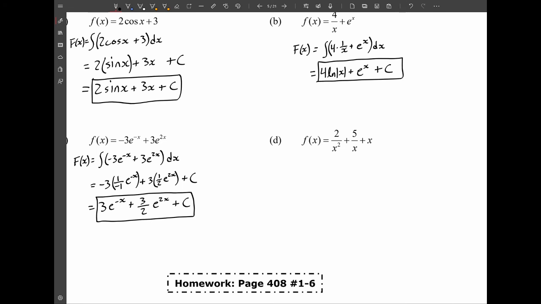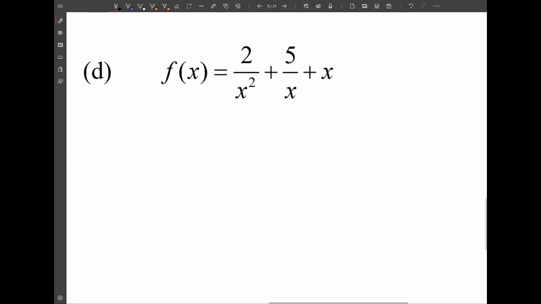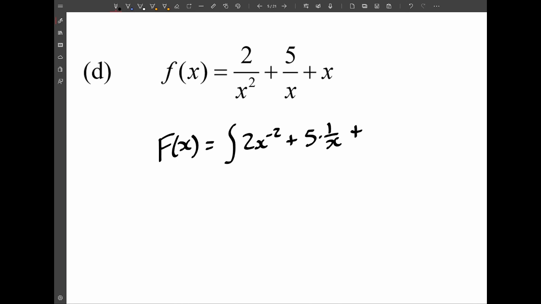All right, last one. We're almost done. So with this one, we have big F of x is equal to the integral of, and I'm going to rewrite these ones all as powers, 2x to the negative 2 plus, this one I'm going to write a little differently. I'm going to write it as 5 times 1 over x. I'm just going to do that so you don't try and use power rule. Remember, for this one, we have to use that natural logarithm. Plus, and in this case, just x dx. If it helps, you totally can write this as x to the power of 1 if you want.